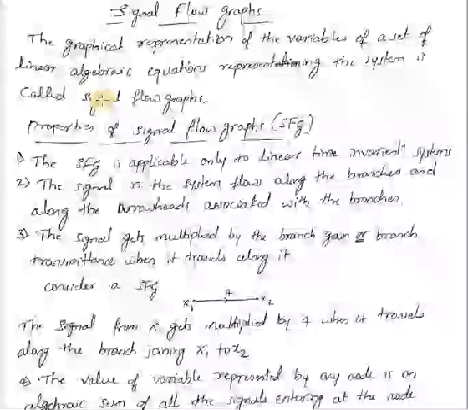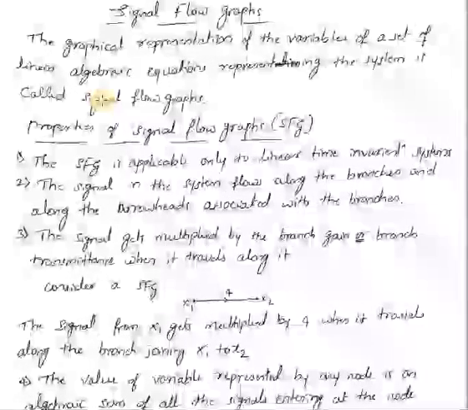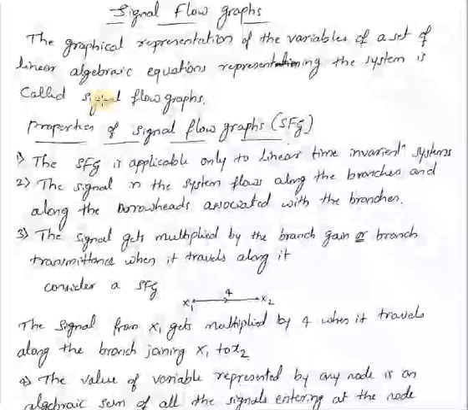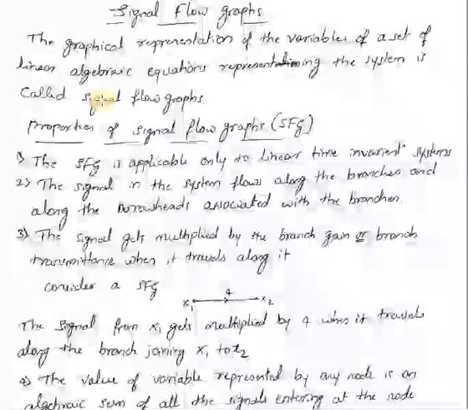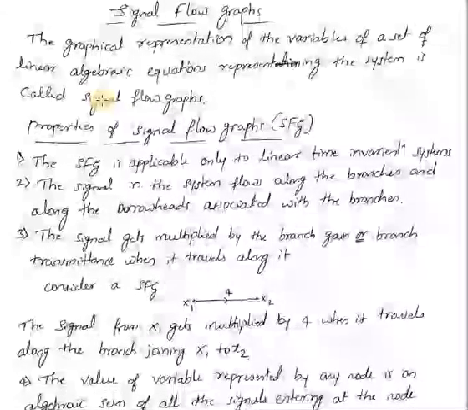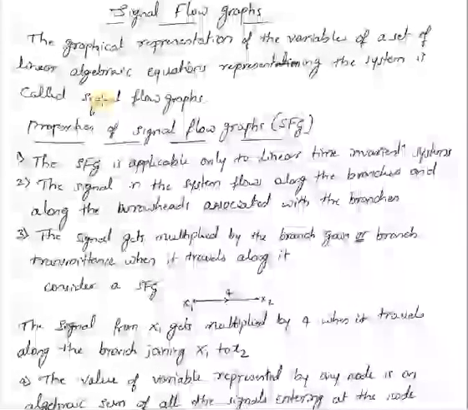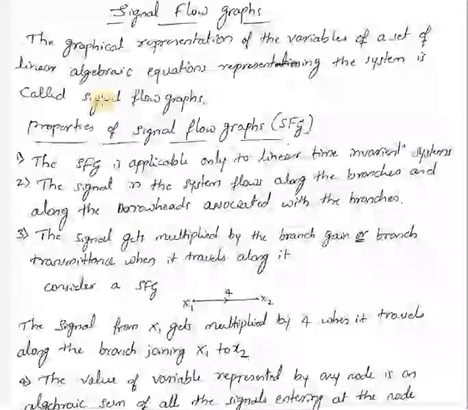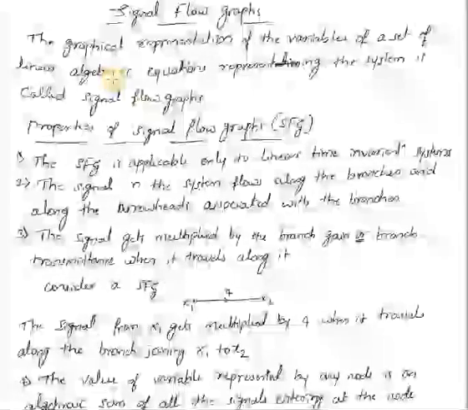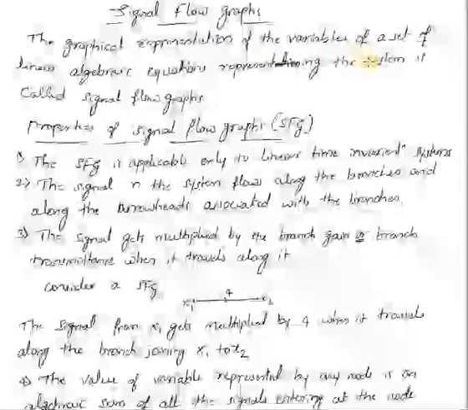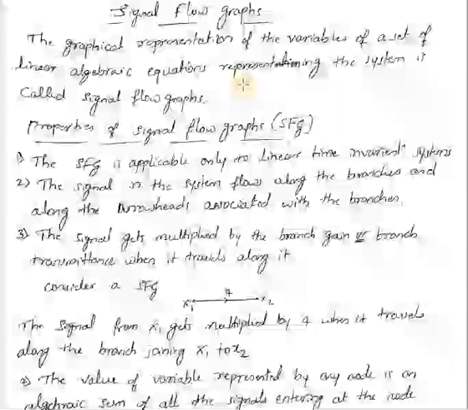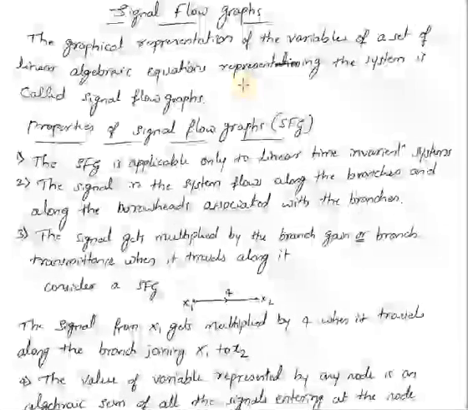So this representation, which is obtained from the equations, shows how the signal flows in the system. We call it a signal flow graph as it uses the equations of the system, which consist of various variables of the system. The variables of the system play a base role in the signal flow graph. On that base we can define the signal flow graph as the graphical representation of the variables of a set of linear algebraic equations representing the system.